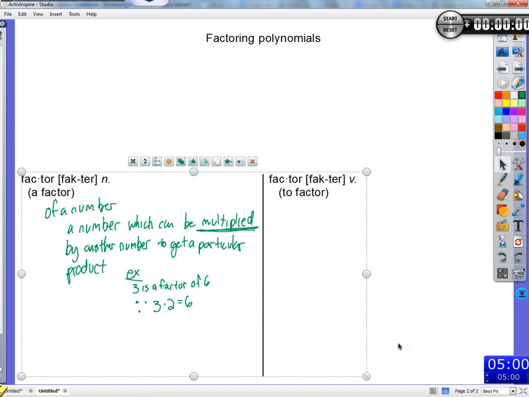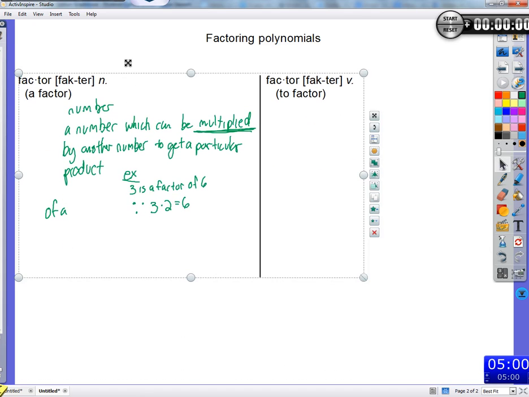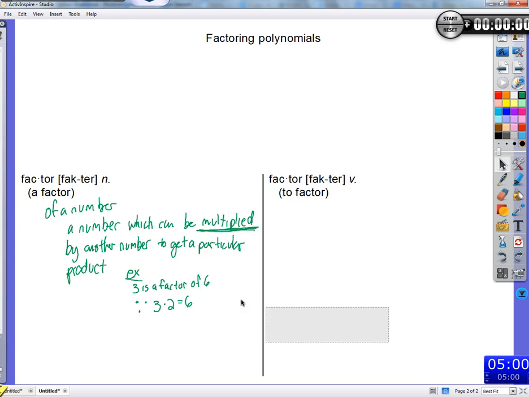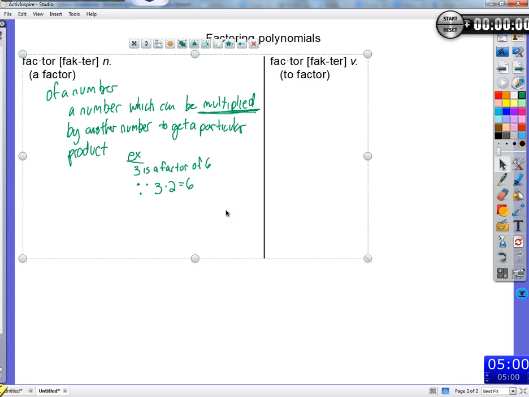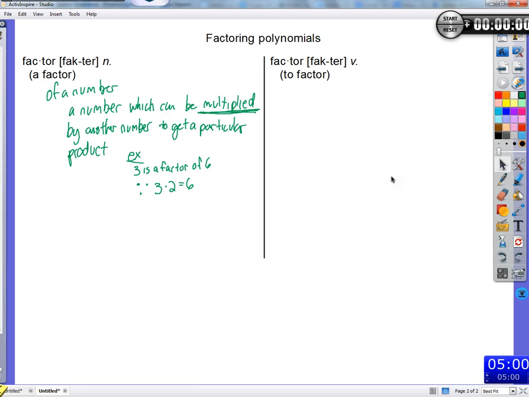Okay. I'm going to move this back up. Oh no. Okay, so we're going to have a factor of a number, 3 times 2 equals 6. Okay, here's a trickier one.